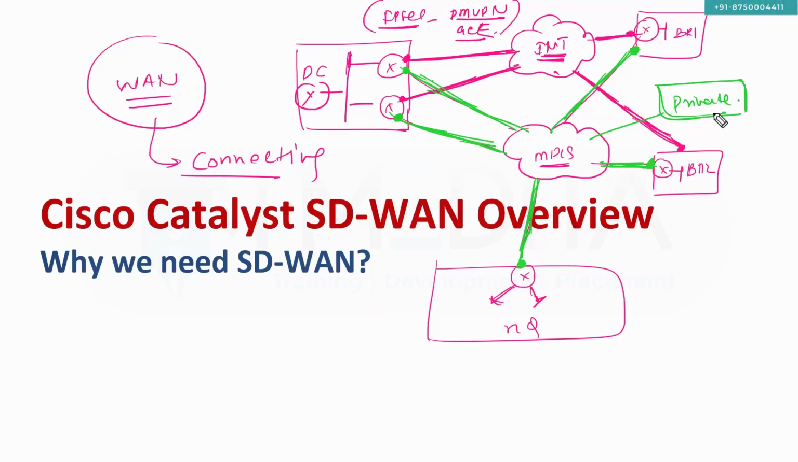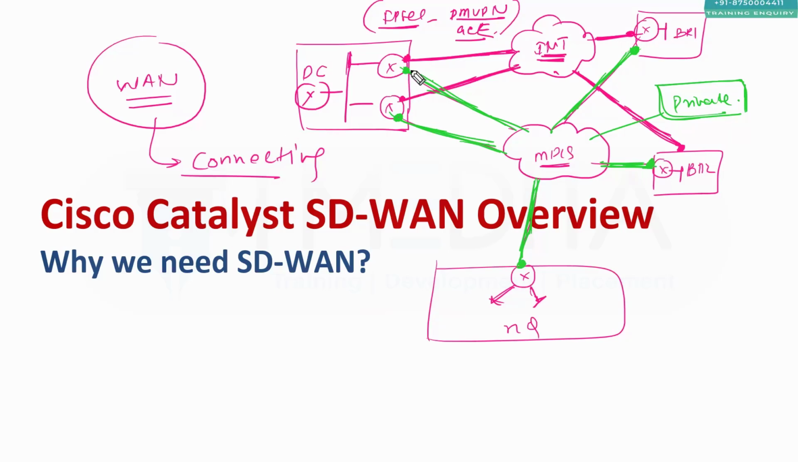The MPLS service providers have their own set of wires and cables that can provide connectivity between all these locations in a private way, rather than being accessible to everyone. Only those who have subscribed, those who have opted for the MPLS solution, can get this kind of connectivity.